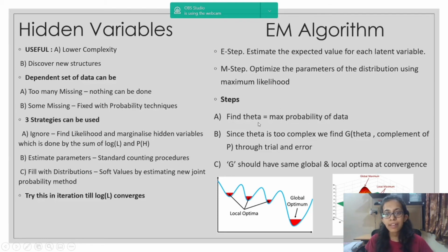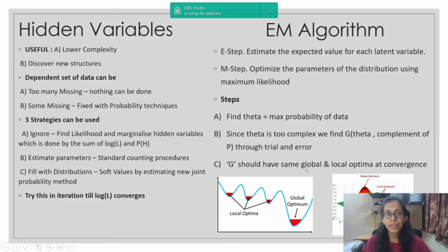The first step is finding the theta, which is the max probability of data, but it is too complex to directly find theta, so we use G. G has the values theta and the complement of P in it, and we use a trial and error method to try to find it. So it can be keeping theta as a fixed value and finding different values for the complement of P, or keeping the complement of P fixed and finding different values of theta. The one thing that we have to remember about this function G is that it has to have the same global and local optima at convergence. Now let me explain that.